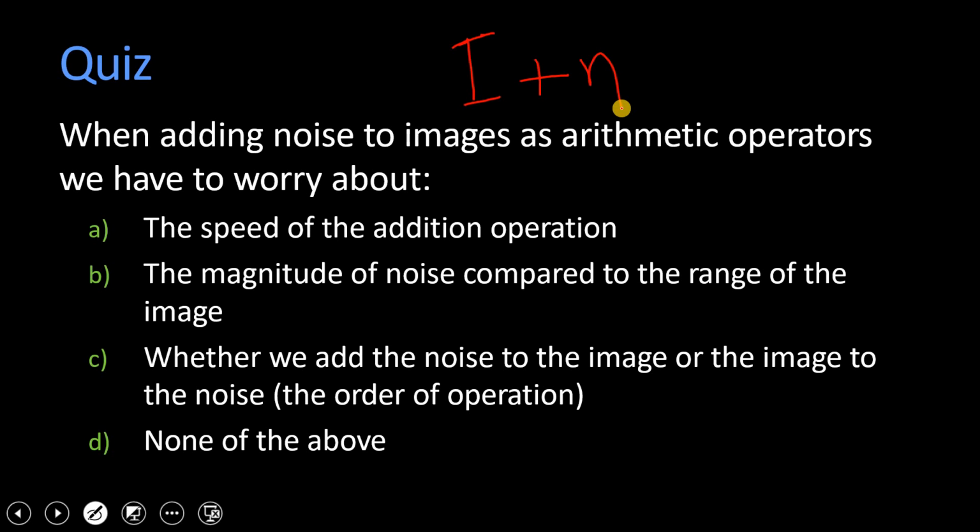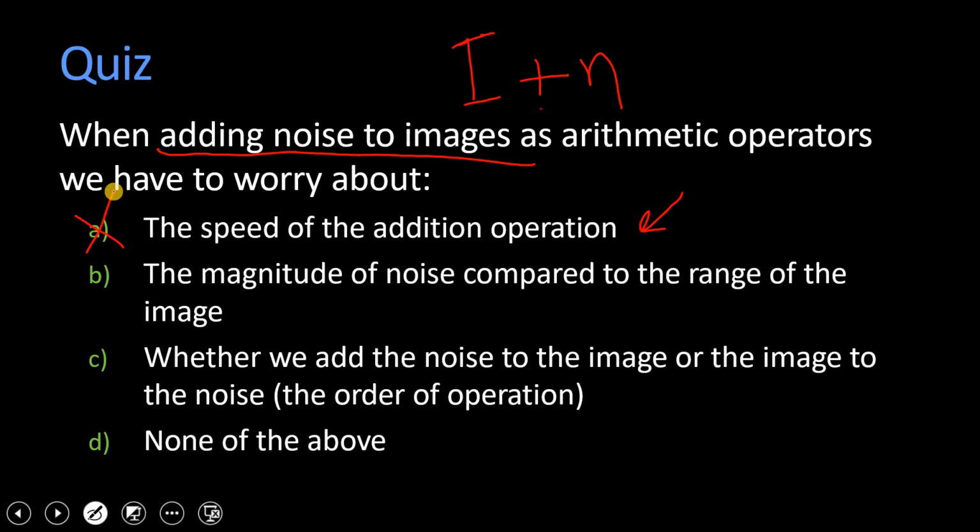So when adding a noise to the image, what is the important thing that you should consider? First one is the speed of the addition operation. When you are adding, how much time will it take? I don't think time is important because computers have now become a lot faster. It is important, but still not so much.